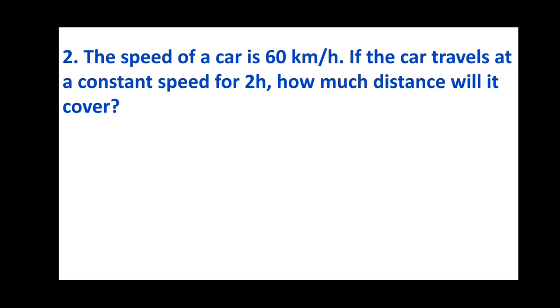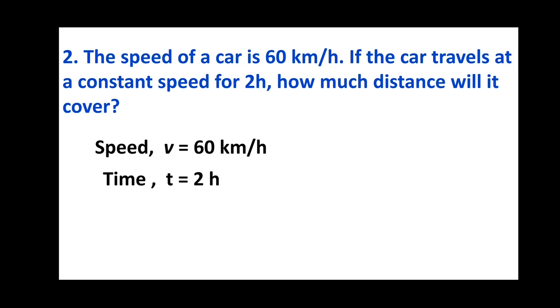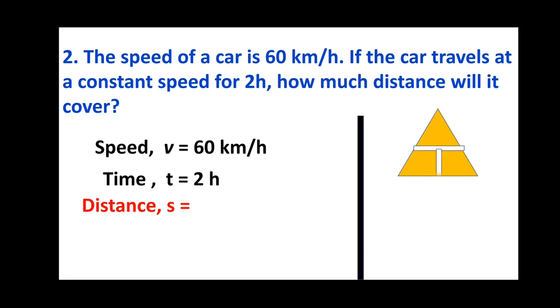So let us write the steps. Speed v is equal to 60 km per hour. Time t is equal to 2 hours. We have to find distance s. For that, let us draw the SVT triangle. So s is equal to v into t. So let us write it here. Distance s is equal to speed v into time t.